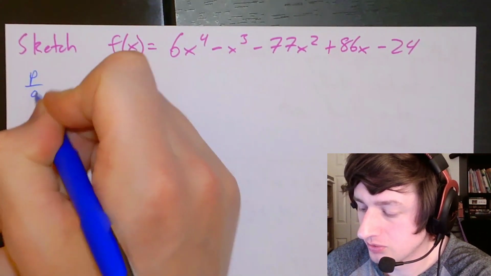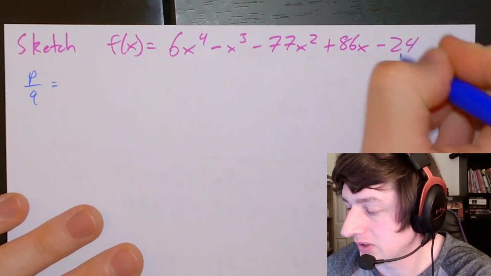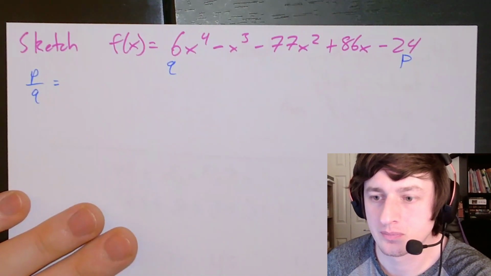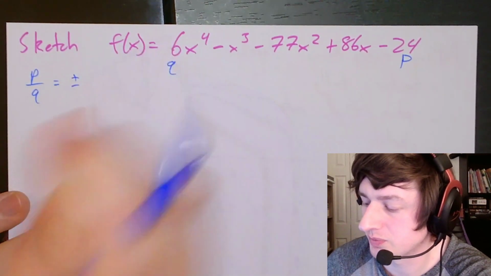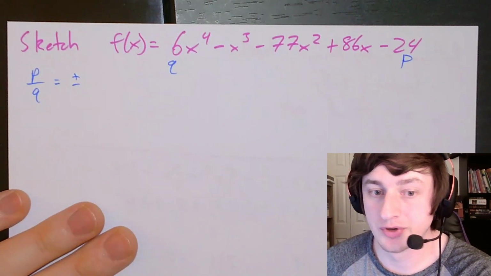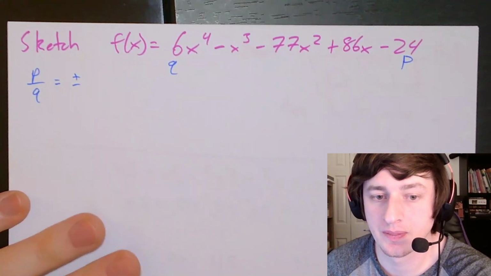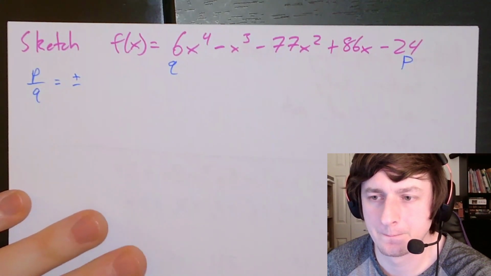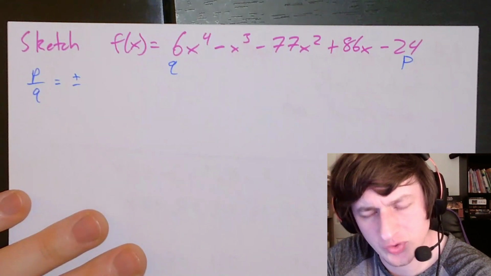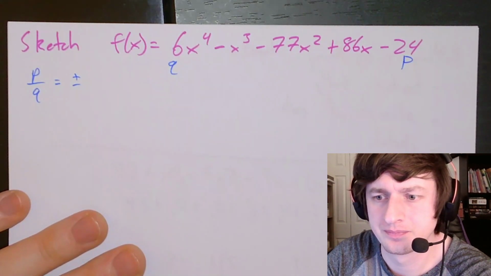So p over q is going to be these numbers from the last thing divided by the numbers from the front thing. They're always going to be positive or negative. We don't know if it's positive or negative. It could be either. And we're going to start small. 1 is always a possibility. Sorry, I'm trying to decide where I want to start with this. Yeah, we'll start with 1.